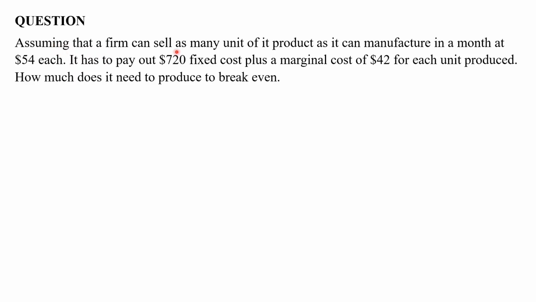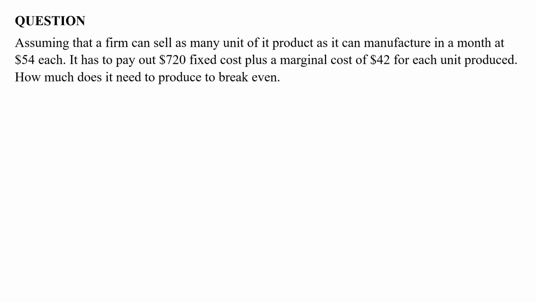Assuming that a firm can sell as many units of its products as it can manufacture in a month at $54 each, it has to pay out $720 fixed cost plus a marginal cost of $42 for each unit produced. How much does it need to produce to break even?